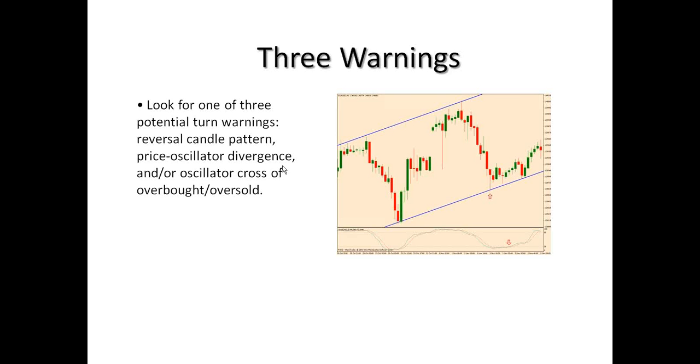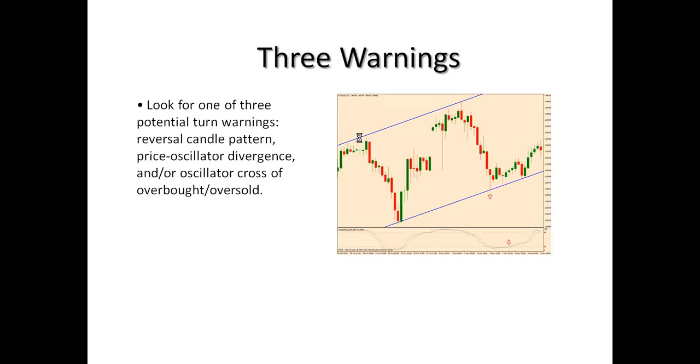The third possible warning is the oscillator cross of overbought or oversold. If you take a look here, we have the oscillator in oversold, and it crosses to the upside. That for me is one of the warnings. So, three warnings: look for one of these three potential warnings: reversal candle pattern, and/or price oscillator divergence, and/or oscillator cross of overbought or oversold. Now, once you have one or more of these three warnings, one is fine, but preferably you have more than one of these three warnings.